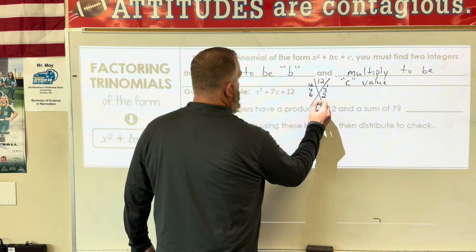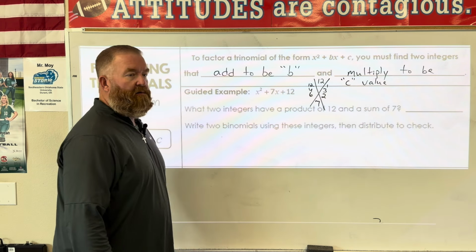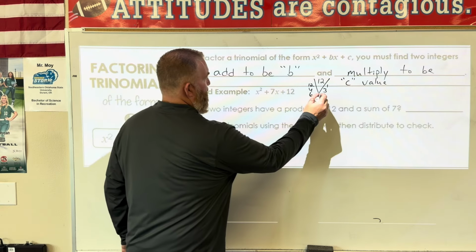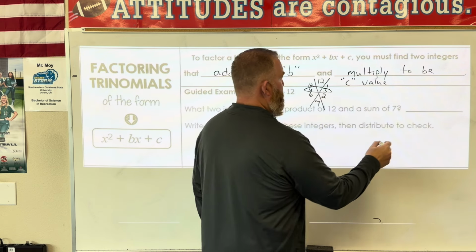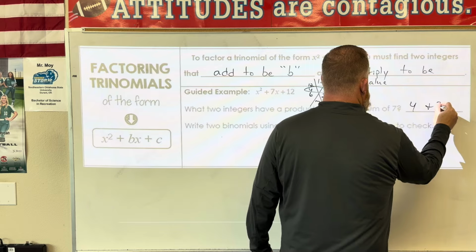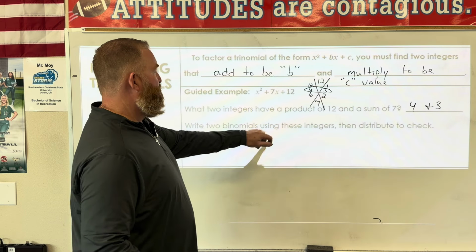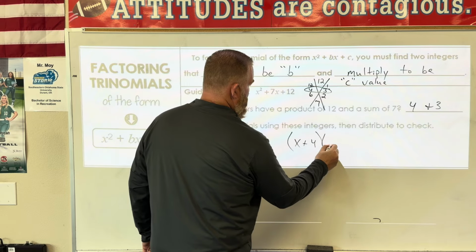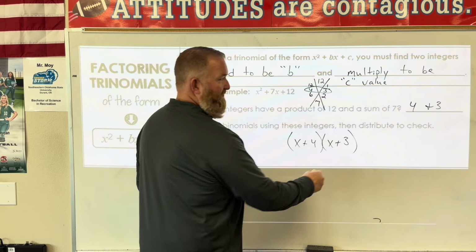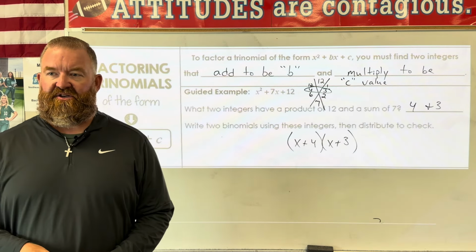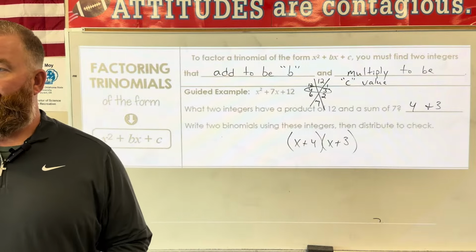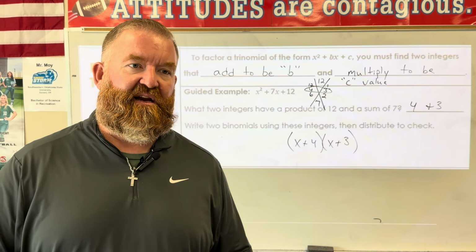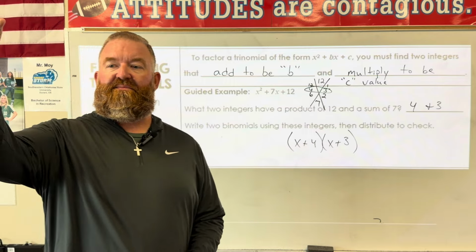Now let me ask you this. Which combination adds up to be 7? 4 and 3. So my answer is just going to be simply 4 and 3. So if I write these binomials using integers, it'd be x plus 4, x plus 3. That's all you really have to do. You have to find the right combination of numbers. Makes sense? I see a lot of nodding. Everyone's like, okay, I kind of get that. Literally, they multiply to be the top number.